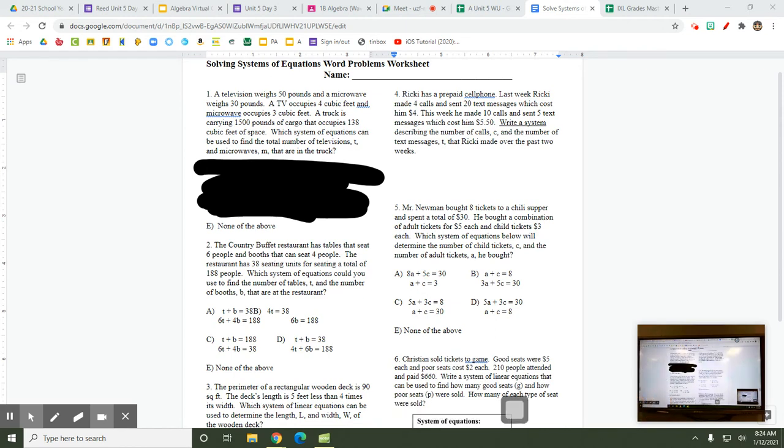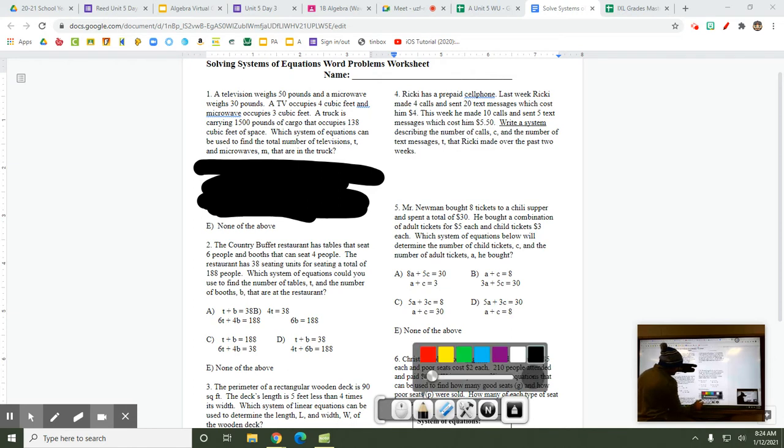So a television weighs 50 pounds and a microwave weighs 30 pounds. A TV occupies 4 cubic feet and a microwave occupies 3 cubic feet. A truck is carrying 1,500 pounds of cargo that occupies 138 cubic feet of space. Which systems of equations can be used to find the total number of televisions T, and microwaves M that are in the truck? Now, before I reread, this very last sentence is important.